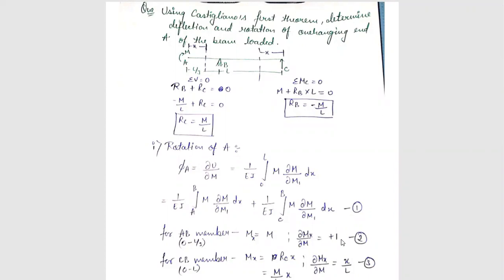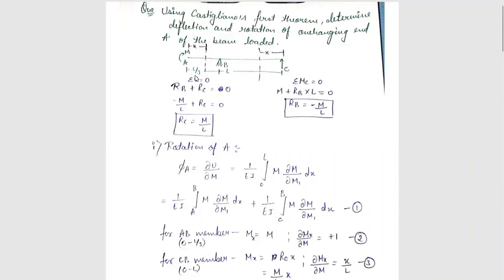Today we will discuss a topic from theory of structures, which is a numerical based on Castigliano's first theorem. In this question, using Castigliano's theorem, determine the deflection and rotation of the overhanging end A of the beam loaded. Given is a simply supported beam with the overhang point A, and at point A a moment with intensity M is also given.